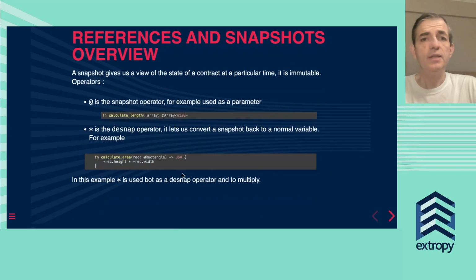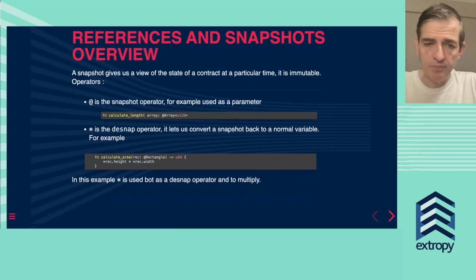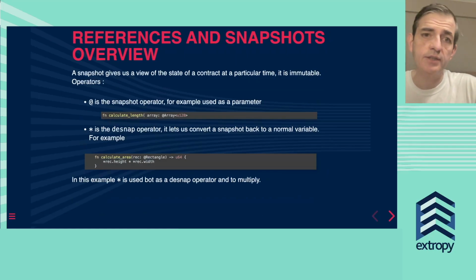Talking of references, we have the potential for snapshots in Cairo contracts, and this gives us a view of the state of the contract at a particular time. It is immutable, and to get the snapshot, we use a particular operator. As you see here, the @ symbol is used as a snapshot operator. There's an example here of it being used as a parameter. So we're passing an array into this function, but we're passing a snapshot of that array.